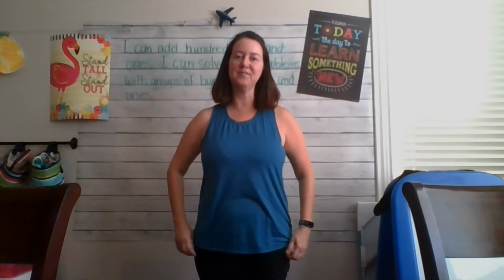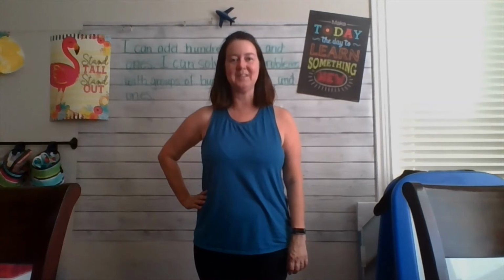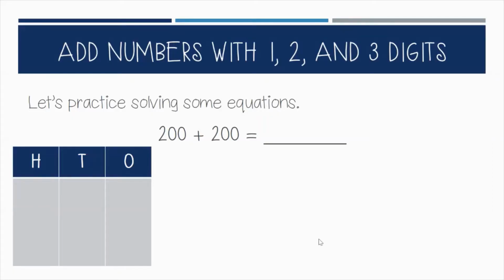Mirrors off. Great job. Make sure you go practice both of those I can statements and share your learning targets with somebody today. Now we're going to add numbers with 1, 2, and 3 digits. So let's practice solving some equations. This might look a little familiar. We did already do some addition within 200 using 1, 2, and 3 digits in previous units, but now we're going to be adding within 1000.